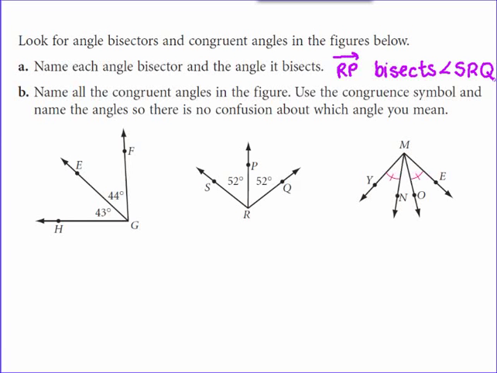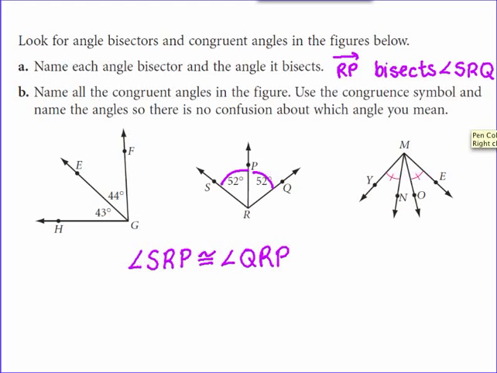Now it says name all congruent angles in the figure. Use the congruent symbol and name the angle so there's no confusion about which angle you mean. I know this angle and this angle are the same. They say 52 degrees. I would write that as angle SRP is congruent to angle QRP.